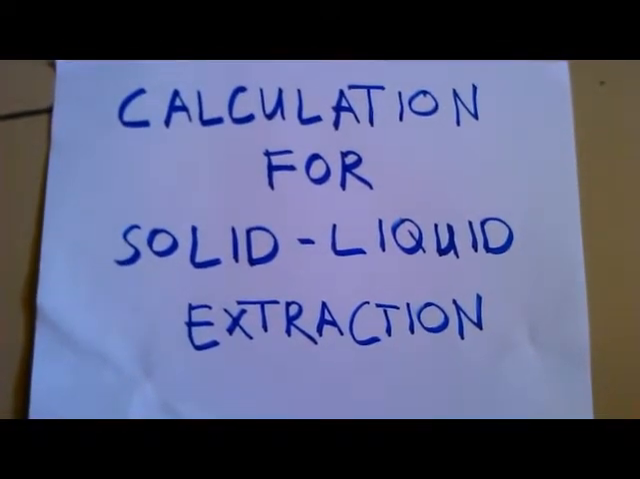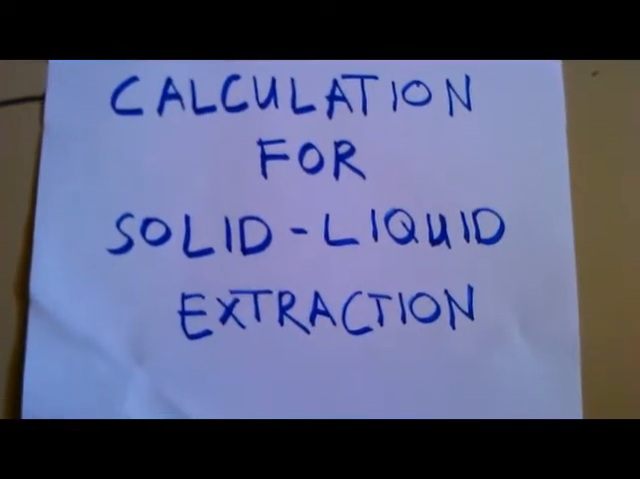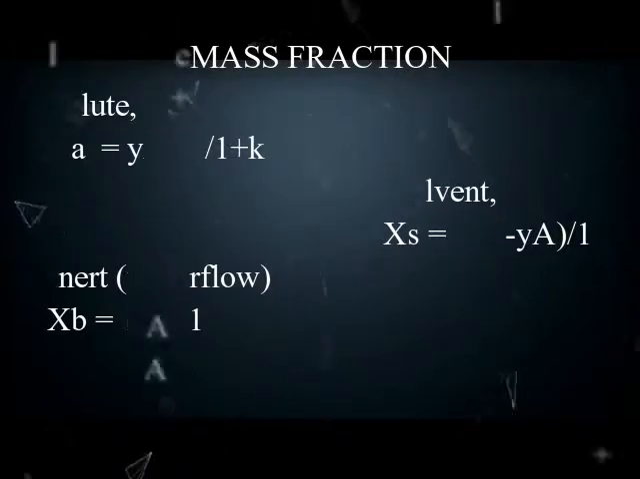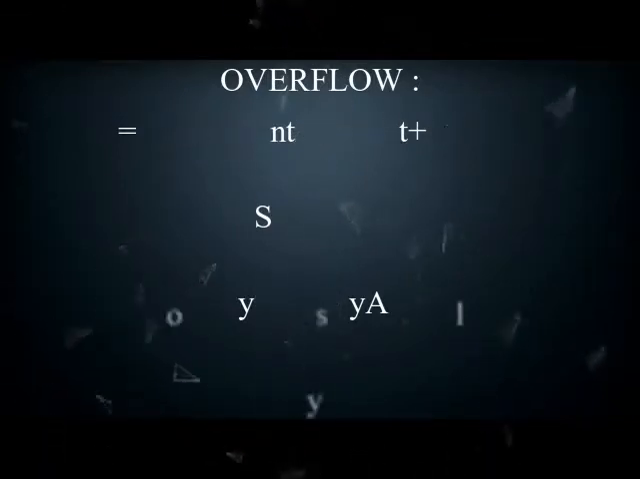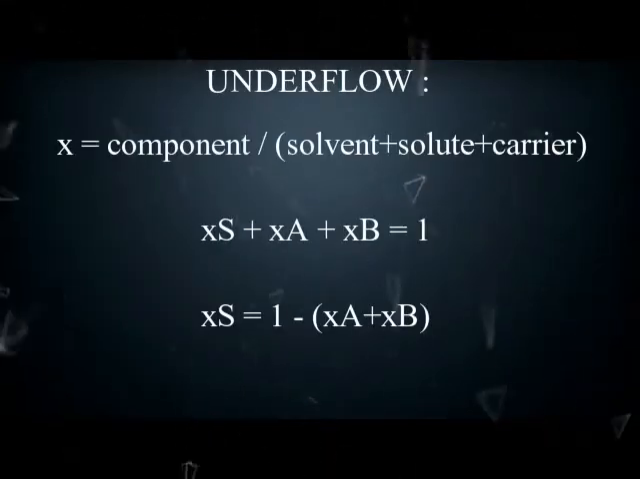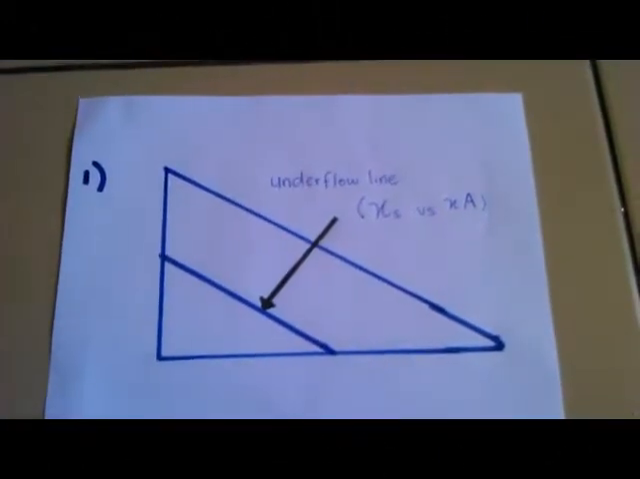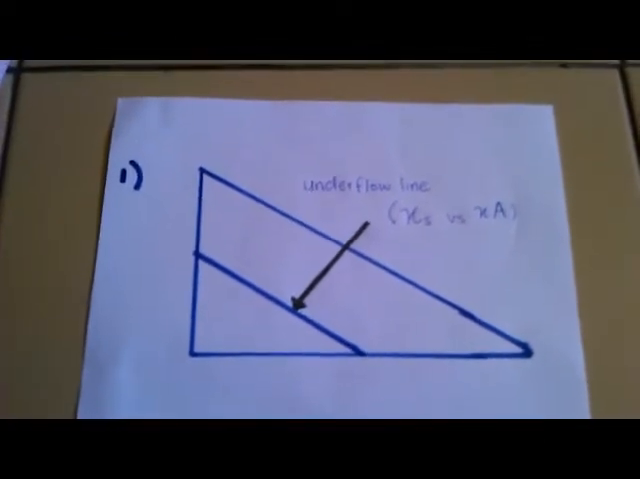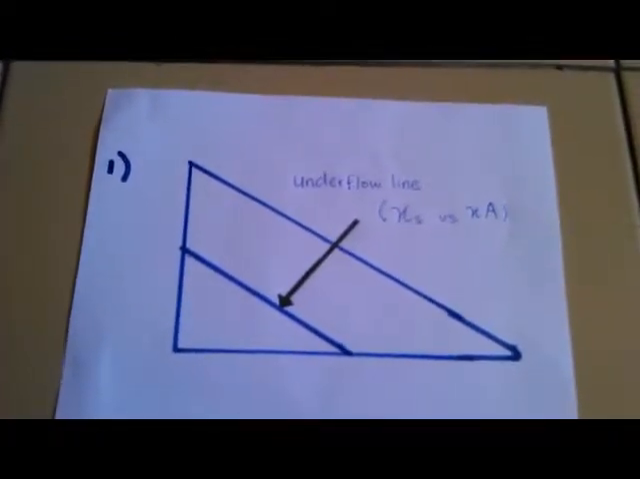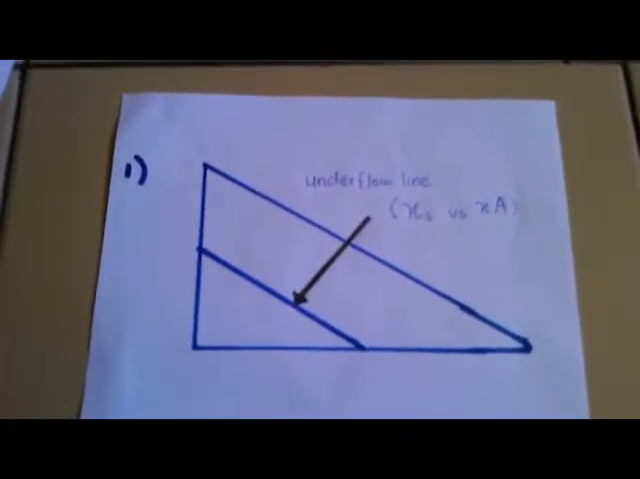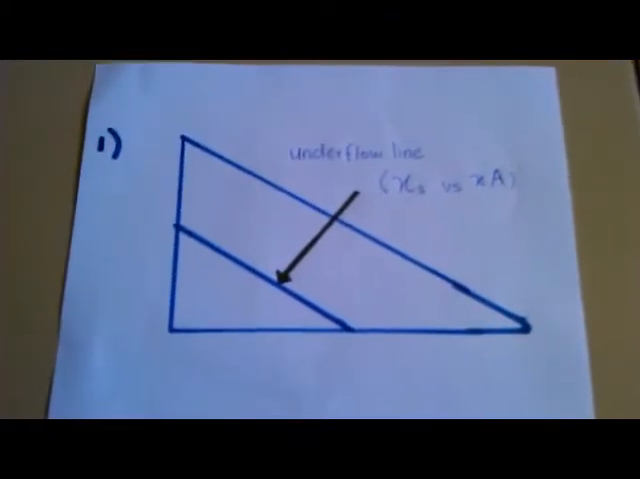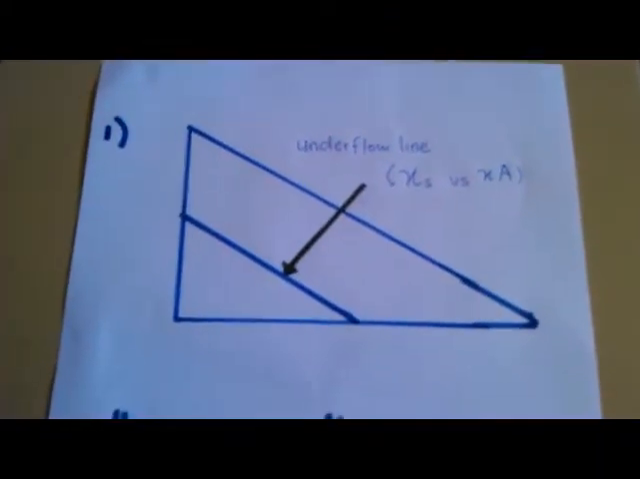Okay, now I will explain to you the calculation for solid liquid extraction. Okay, now I will explain how to construct the right angle triangular diagram. First, we need to plot the line for all underflow. So the graph is XS versus XA. XS stands for solvent and XA stands for solute.